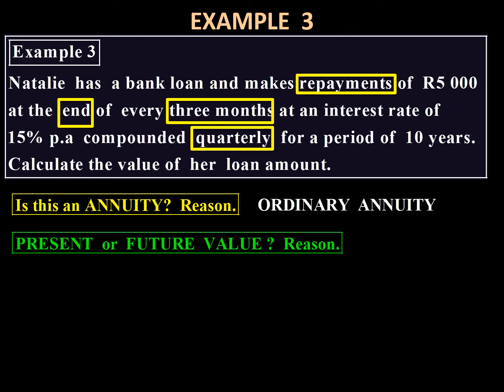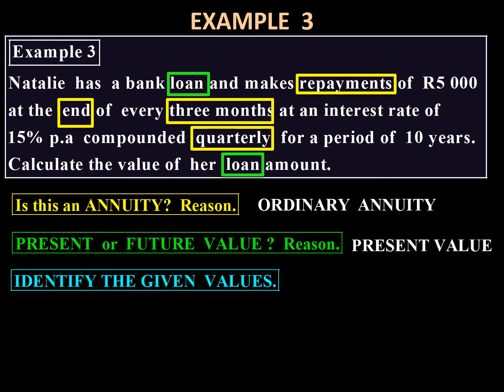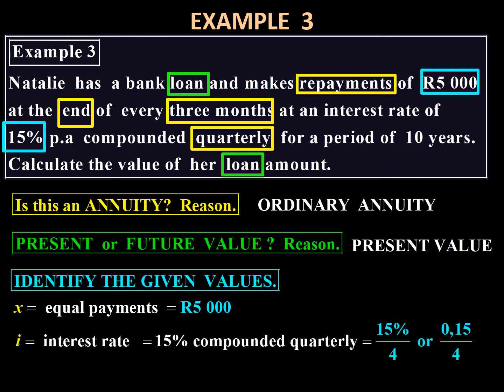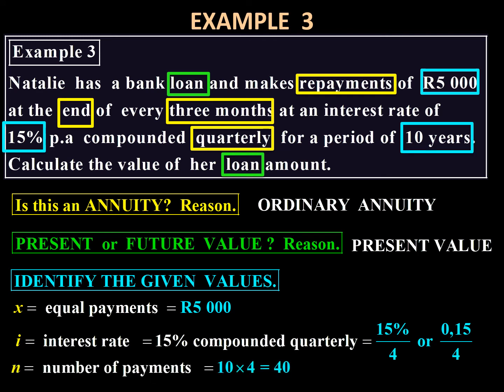Is it a future or a present value? There should be some clue there. Yes, it is a present value, because a loan, you take the loan out now, right? So that's a present value. Again, they emphasize loan, so we'll have to use our present value. What are the values here? It's the 5,000. And what value is that? That's the X value. And the 15%, that is the interest rate. But quarterly, be careful. So it's 15% divided by 4. N is 10, but because it's quarterly, it's 10 times 4, which is 40.